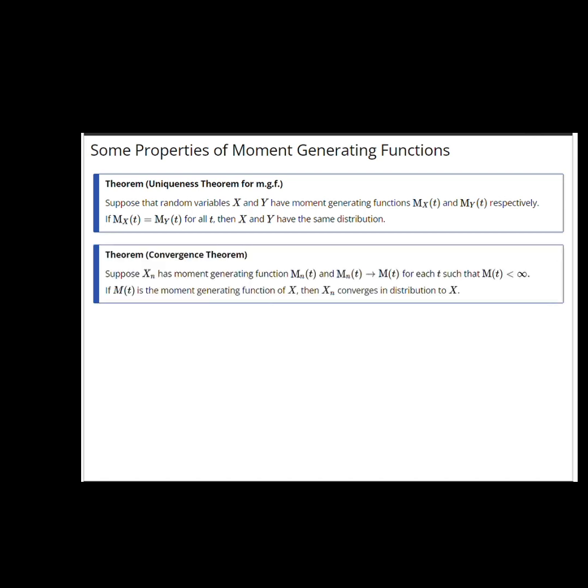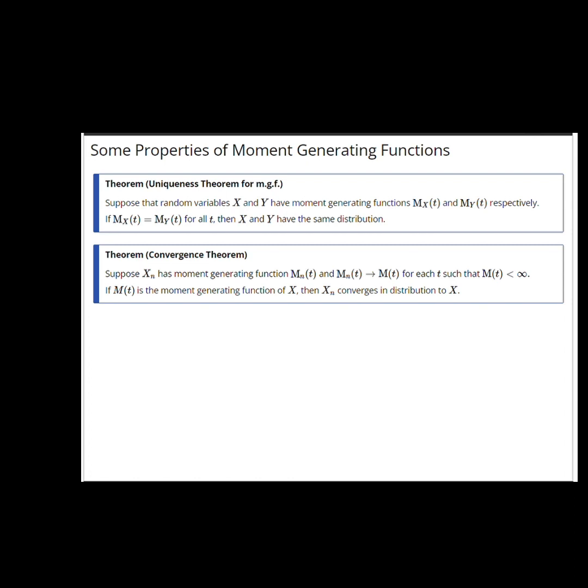The second result, which is important in application, is a convergence theorem. It says that if we have a sequence of random variables xn with moment-generating functions mn of t, and let's suppose for each value of t, mn of t converges to some m of t, and we know m of t is a moment-generating function of some random variable x, then xn converges in distribution to x. And remember, that means that the cumulative distribution functions of xn converge to the cumulative distribution function of x.